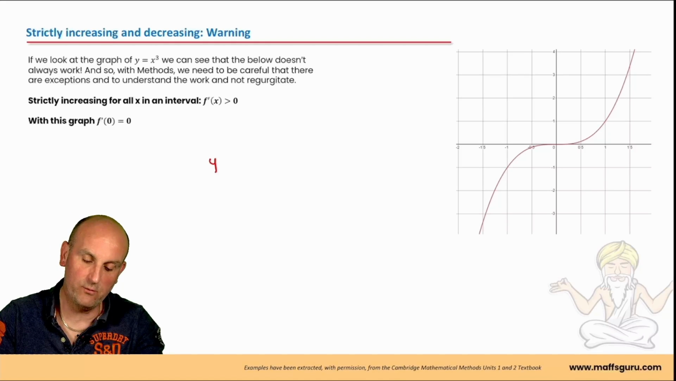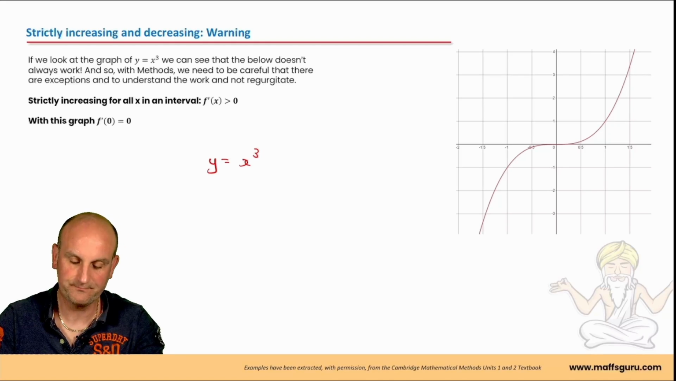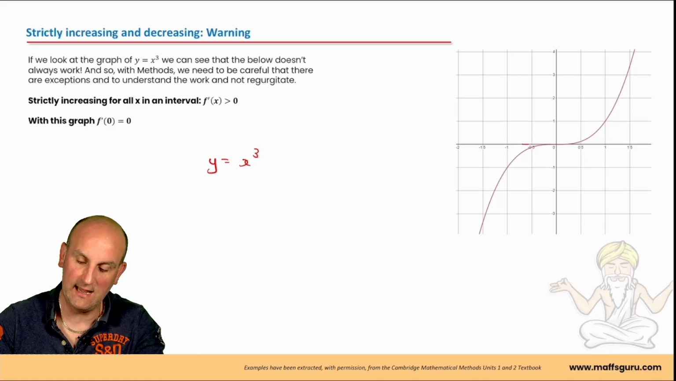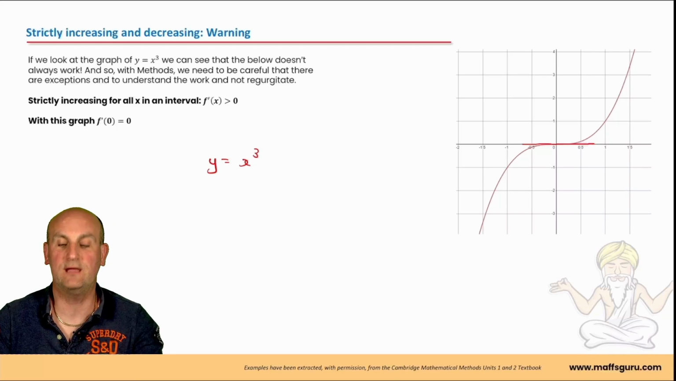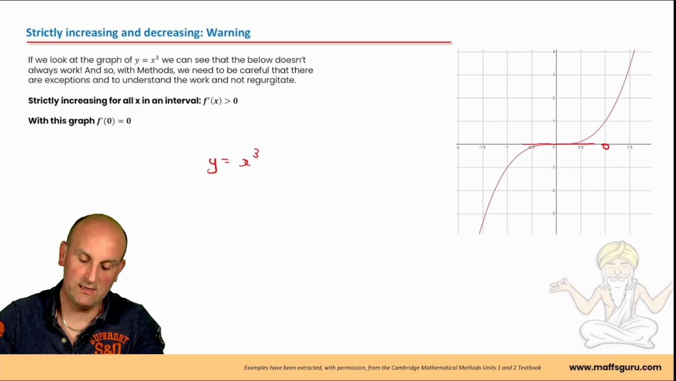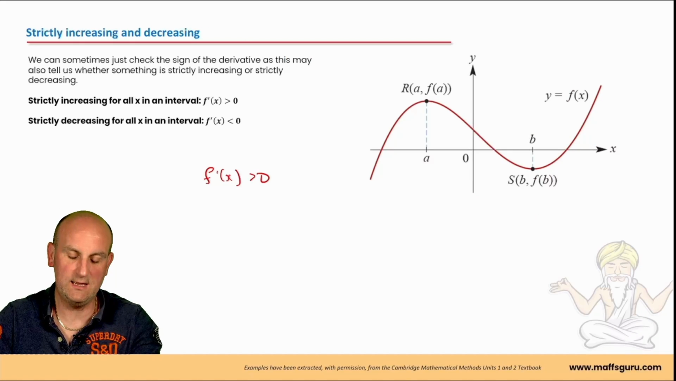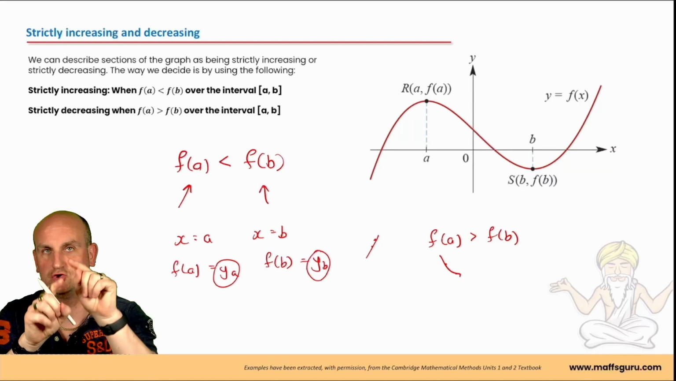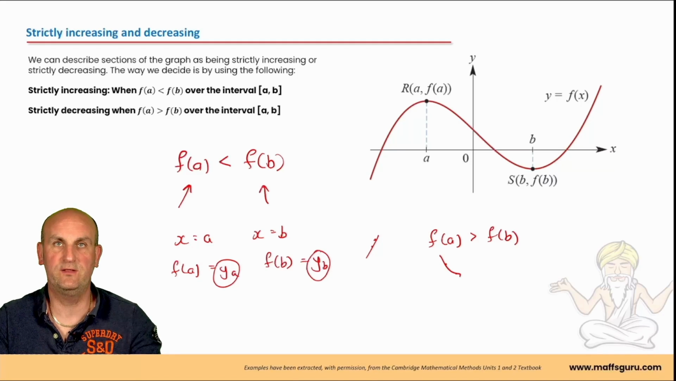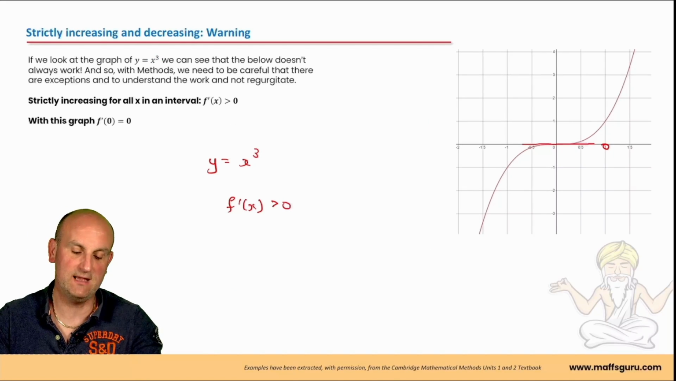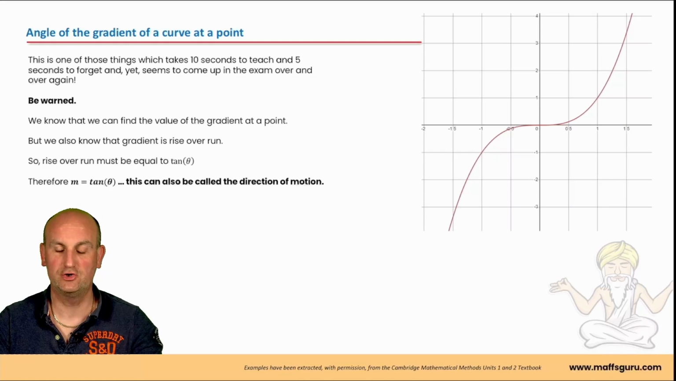So basically, when we have y equals x cubed, as it turns out, when I look at the gradient at the point 0, believe it or not, it comes out as 0. So in that situation f'(x) is not greater than 0 at that point. So it falls apart, which is why it probably makes more sense to always just look at two x values, find the y values, and then test whether it's increasing or decreasing that way, because maths is sadly a big fat trick.